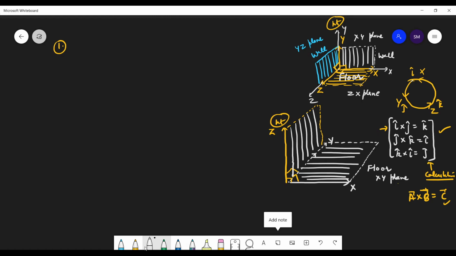So that's your floor, the xy plane, and that is the wall. So which wall is it, in the other room? We are in the room which is behind the xz plane. So the wall of the room behind, we are sitting in front of the zx plane.